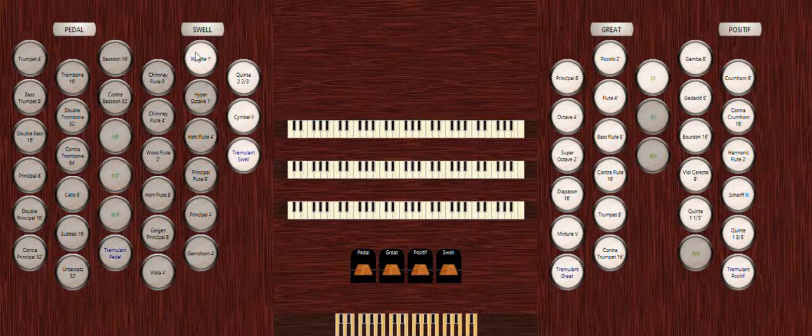Anyway, so that was the stop tour of my custom virtual pipe organ on Grand Orgue of mostly Brea Church extended audio files.